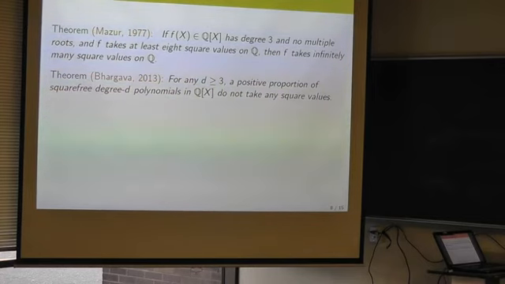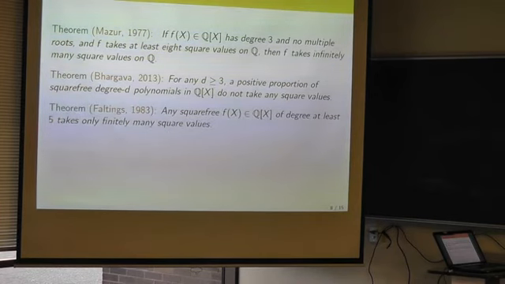He said that once the degree is at least 20, he can prove that more than 99% of them don't take any square values. Before this, he had previously proved a positive proportion for degree 3 with his student Roel Schenker, but his recent result blows that away. He actually showed at least half for any degree, and at least 99% for degree at least 20. So it was an awesome result.